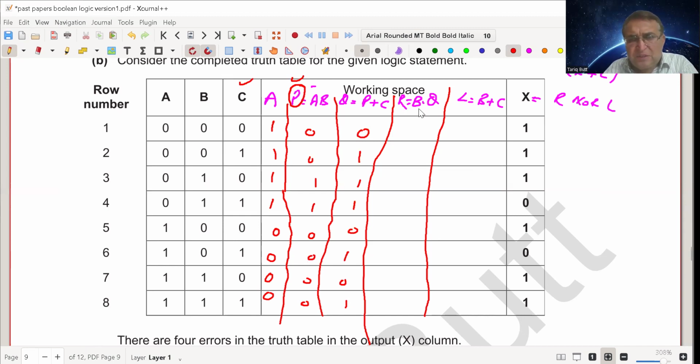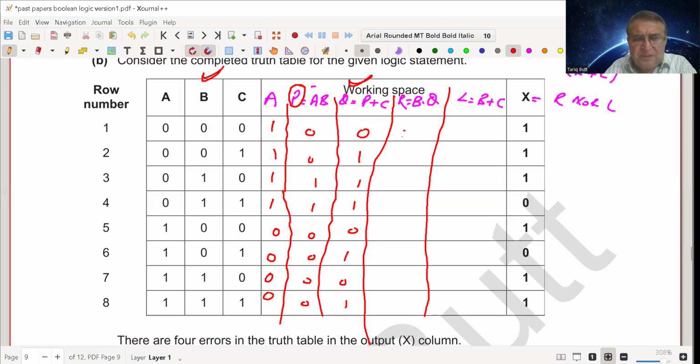Next, this R, which is B and Q. So B is this and Q is this. So R is B and Q. So you have to AND these two columns, this and this. And output of AND gate is 1 only when both of its inputs are 1.